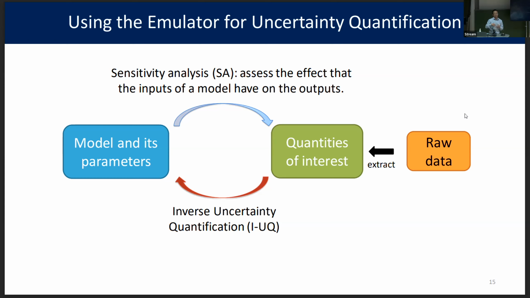We also have measurements like cardiac magnetic resonance imaging, and from that imaging data, we can extract the same quantity of interest. Then we can look backward at how this quantity of interest will affect our parameters through the inverse uncertainty quantification. So the top one is the forward uncertainty quantification, and the bottom one is the inverse uncertainty quantification.